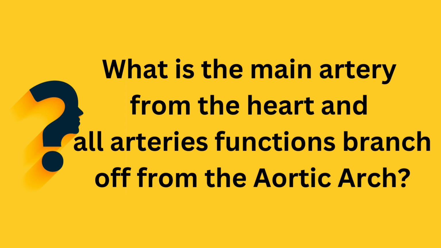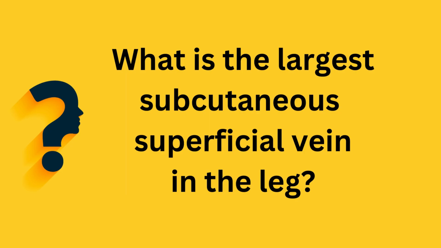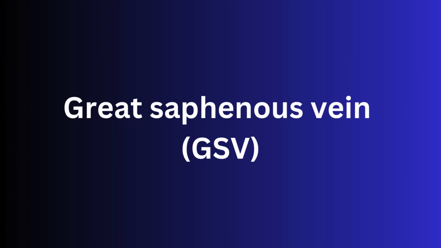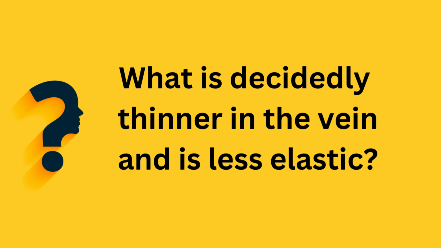What is the main artery from the heart? All arteries branch off from the aortic arch. The aorta. What is the largest subcutaneous superficial vein in the leg? Great saphenous vein, GSV. What is decidedly thinner in the vein and is less elastic? The tunica media.